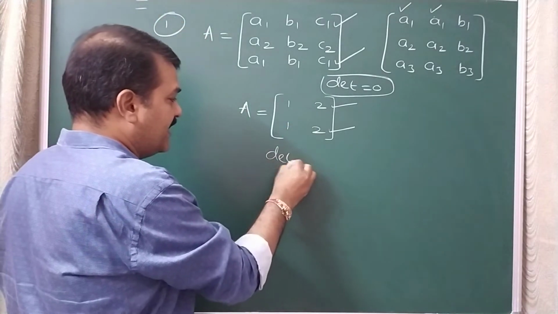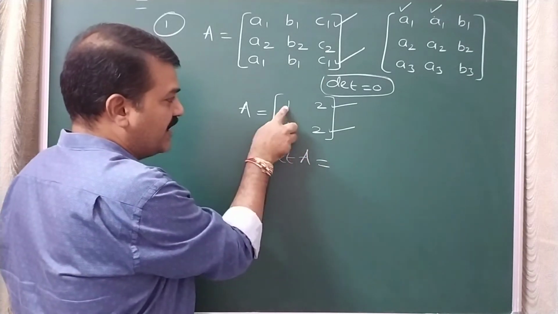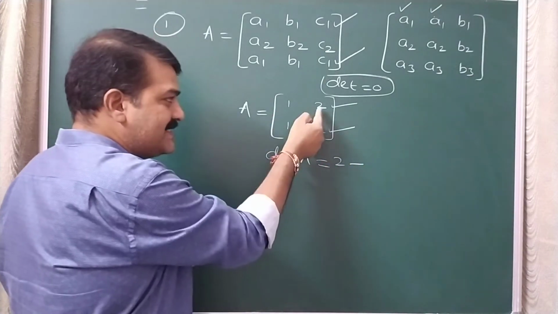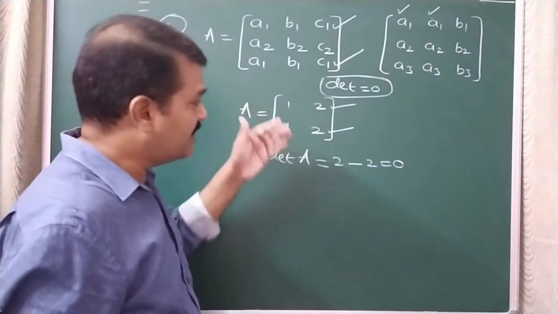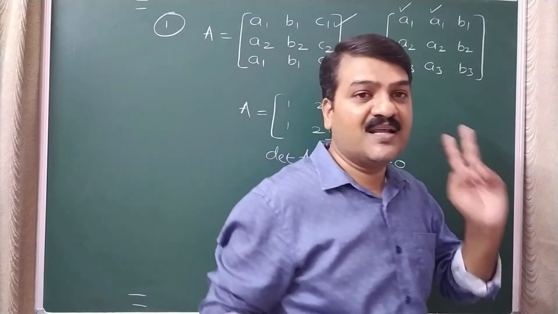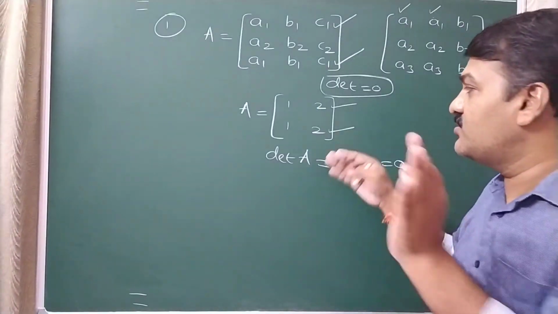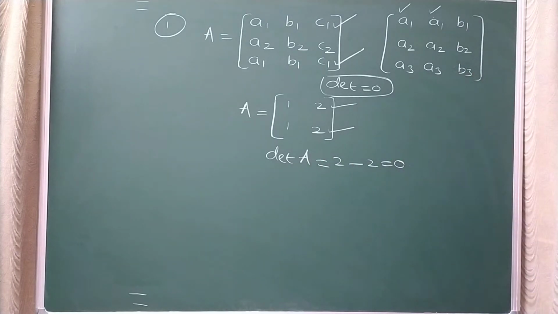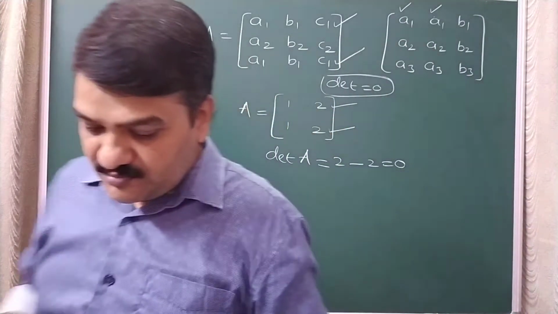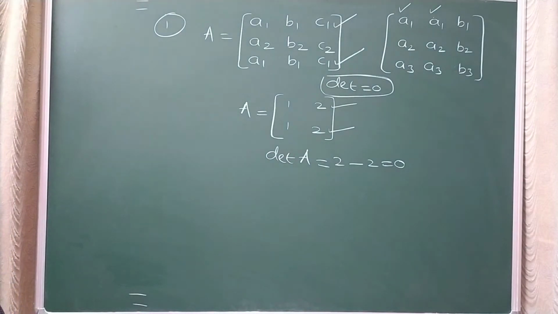What is det A here? Det A is 1 into 2 minus 2 into 1, so you are getting det 0. Why are you getting det 0? Because both the rows are identical here. So this is a very important property, that whenever you have any two rows or columns identical, the determinant is going to be 0.